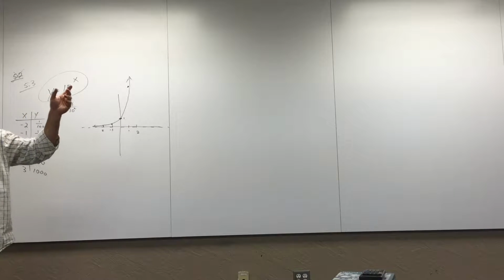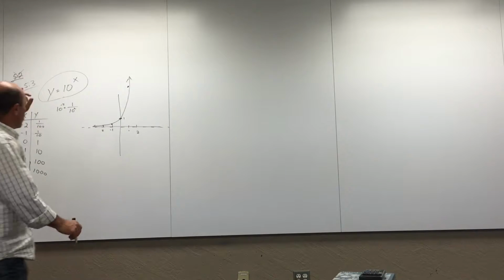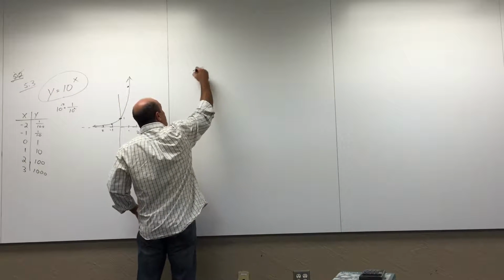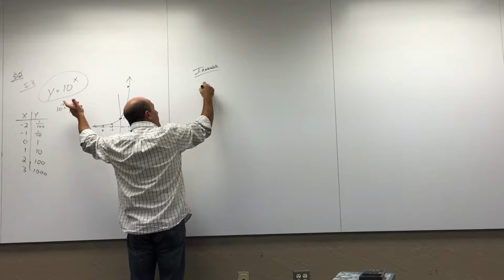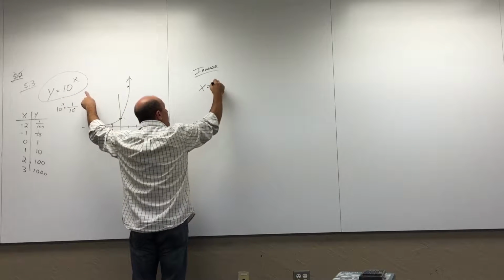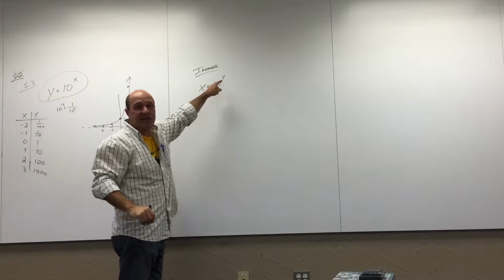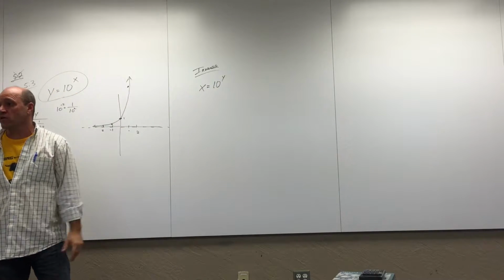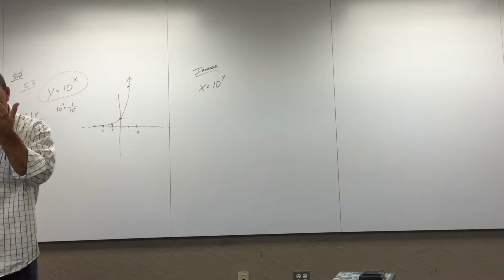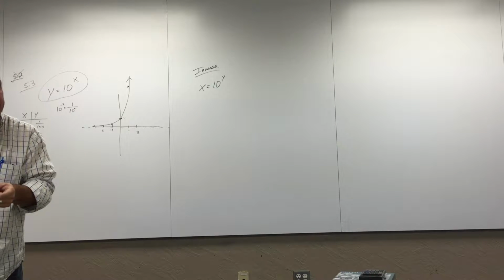Step 1, switch your x and y. So if I switch x and y, now I'm looking at its inverse. Well, that's easy. You put the x there, and you put the y up in the exponent. You've just switched x and y, and now this is the inverse function. Except step 2 was always, let's solve for y.